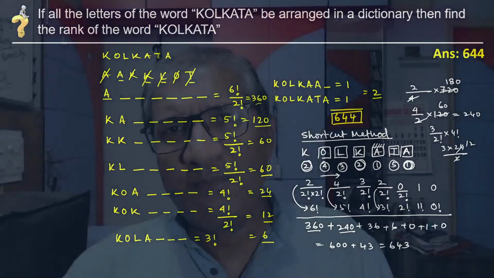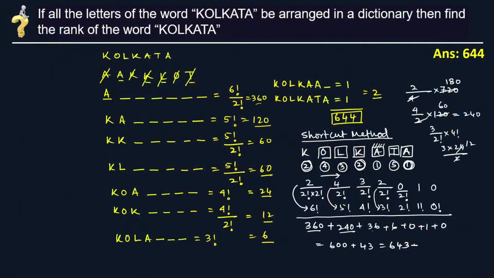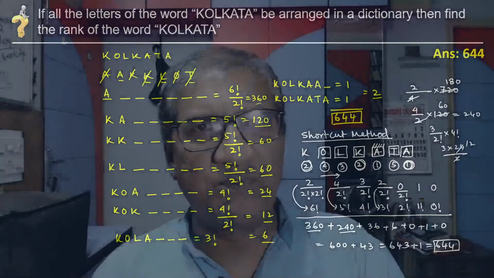But what I told you, that whatever answer you are getting, you have to add 1 to get the rank of the word given. So in this case, I will simply add 1 to get the rank of the word Kolkata, which is 644. Is this clear to all of you? Have you understood the shortcut method of finding out the rank of those words which have some alphabets which are repeated? Clear?